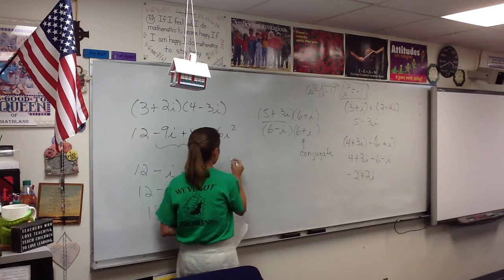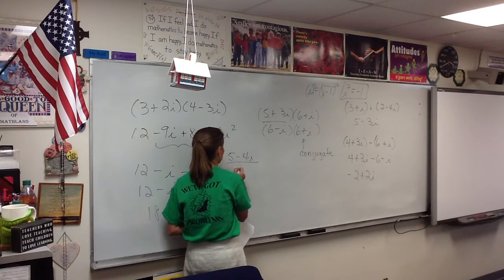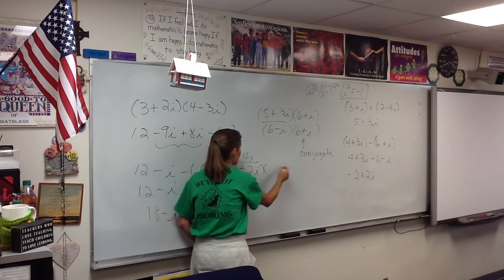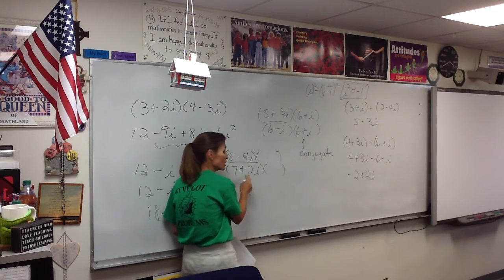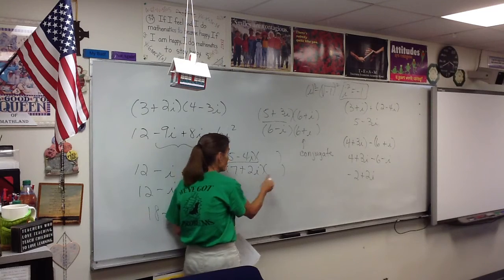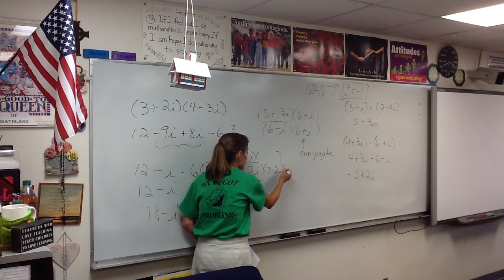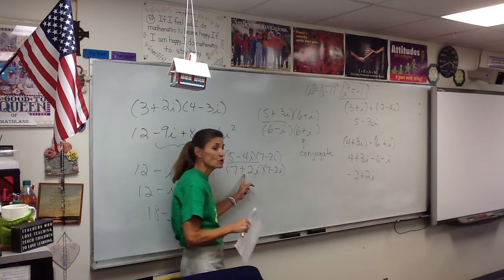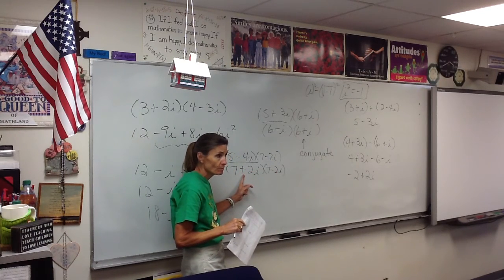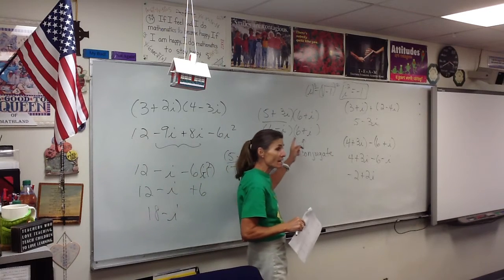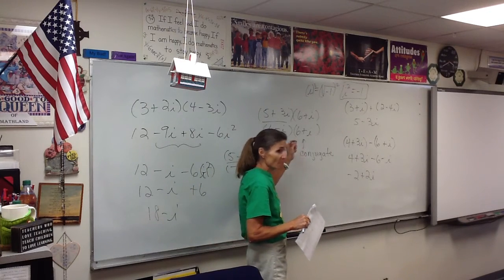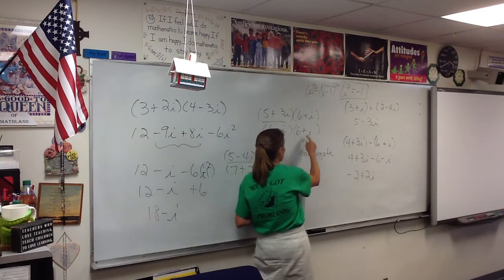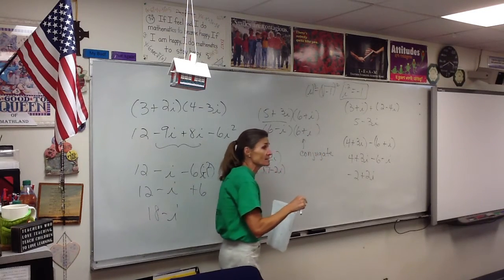If I had a problem where I had this, then I would multiply the top and the bottom by the conjugate of this, which would be 7 minus 2i. When you do the conjugate, you just change the middle sign. Now you'll see why in a minute, why we do that, but that's what you do. So this was 6 minus i, so I'm going to multiply the top and the bottom by 6 plus i.